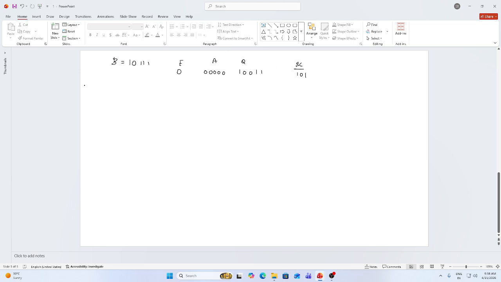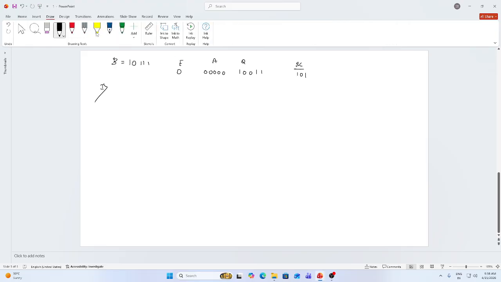Now let us go for the first iteration. In every iteration I want to monitor this Qn bit. Since Qn is 1, I need to add and shift. I need to add the multiplicand to this, so 1 0 1 1 1. Once I add, A becomes 1 1 1 0 1 0, E is 0, Q will be 1 0 0 1 1.